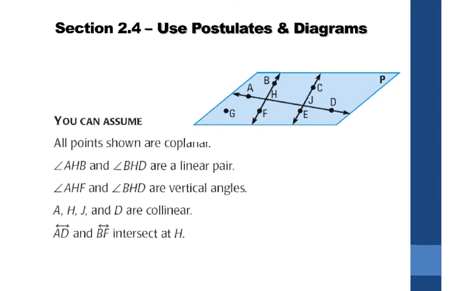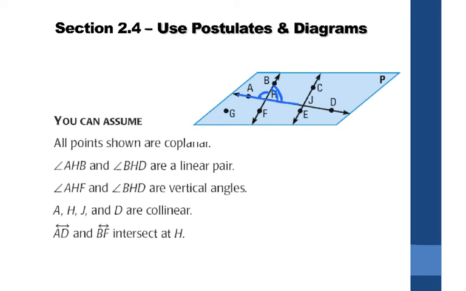And it says angle AHB, this one right here, and then BHD, this one right here. It says these two are linear pairs. You can assume that they are linear pairs because remember, the definition for a linear pair is 2 adjacent angles that add up to 180 degrees, or are supplementary.